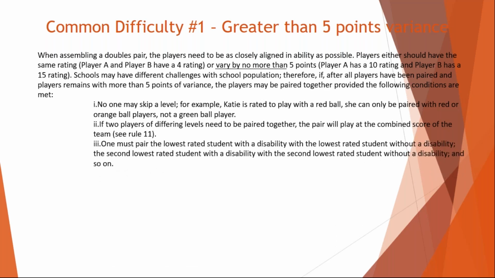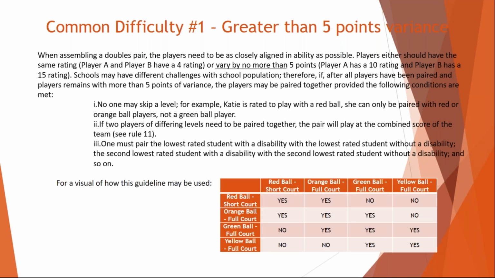One must pair the lowest rated student with a disability with the lowest rated student without a disability. Then the second lowest rated with a disability with the second lowest rated student without a disability, and so on. That point right there is the one I'm going to focus on. This is, like I said, straight from your coach's resource guide. Here is a table that is a visual guideline of how that should be used, okay?